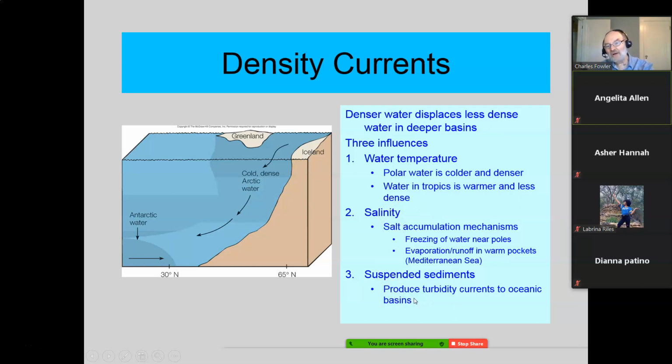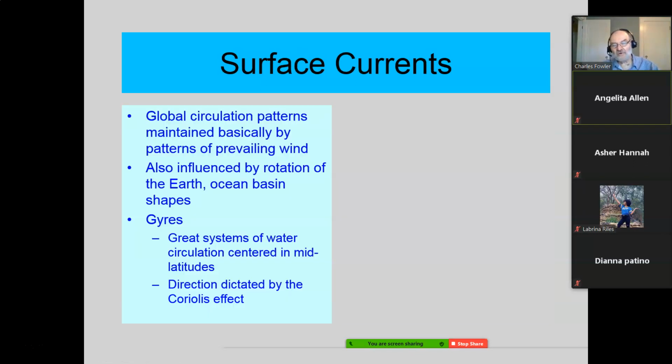Okay? And then the third density influence is from suspended sediments. And again, this mostly comes from river water coming in. The mighty Mississippi, I'm sure, brings lots of suspended sediments. We talked about that before. They pile up over time, making deltas. So yeah, they're bringing in sediments all the time. This produces denser water. So it produces turbidity currents in the oceanic basins. So all of these produce your density currents. Temperature, salinity, and suspended sediments.